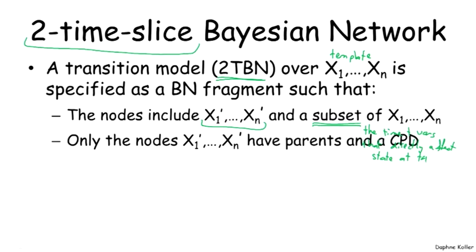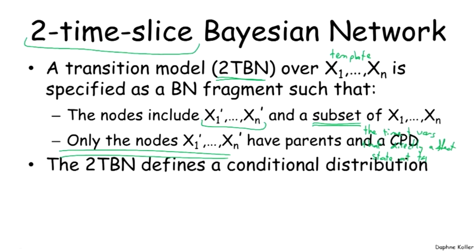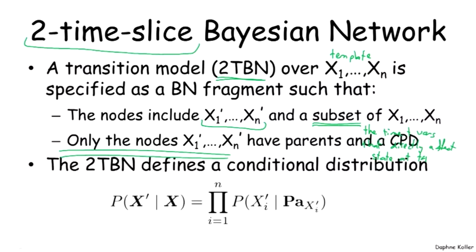And because we want this to represent a conditional probability distribution, only the time t plus 1 nodes have parents and a CPD, because we don't really want to model the distribution over the variables of time t. And the 2TBN defines a conditional distribution using something that looks exactly like the chain rule. So the probability of X prime given X is the product of each variable in time t plus 1, so only the prime variables, given its parents, which may be in time t plus 1, time t, or a combination of both.